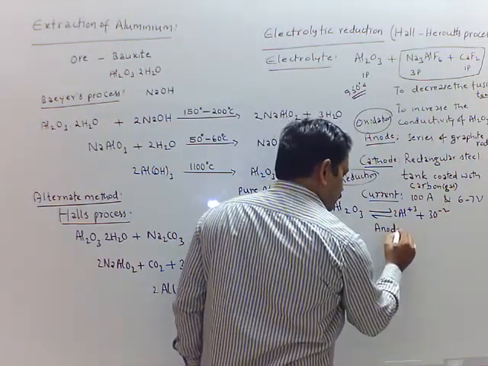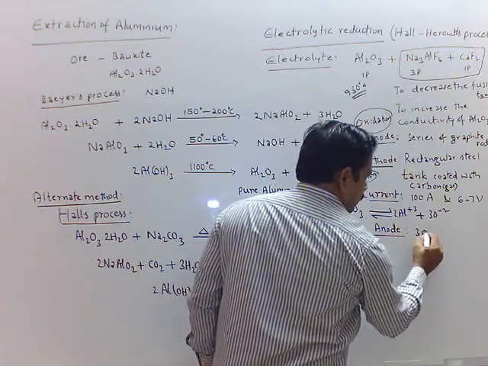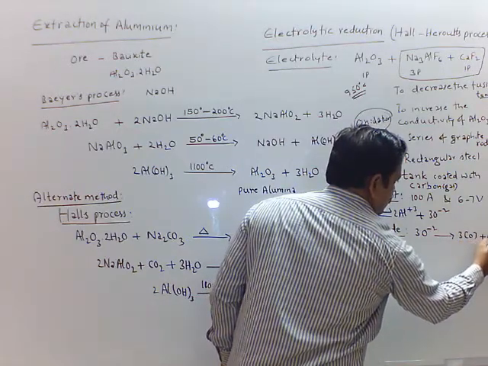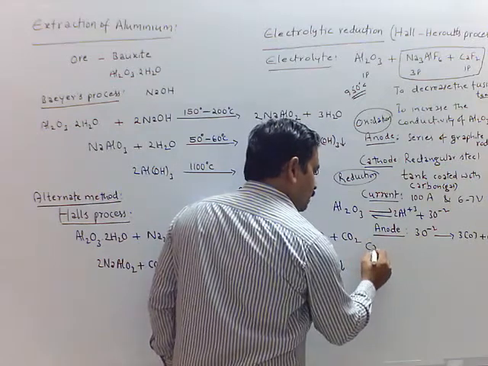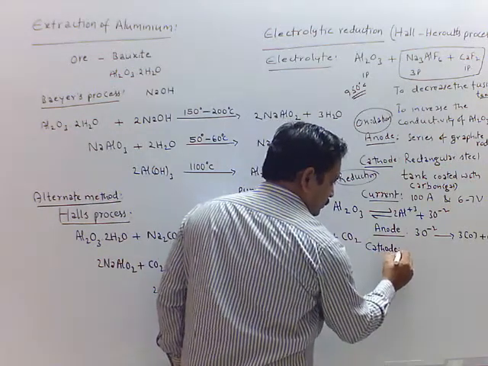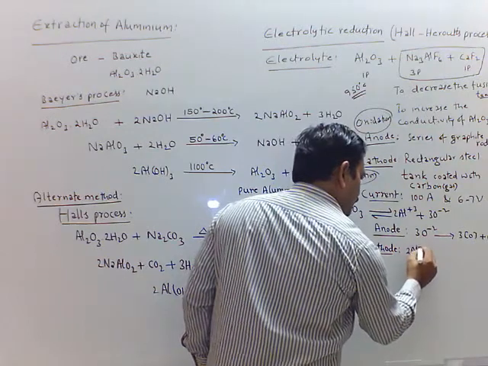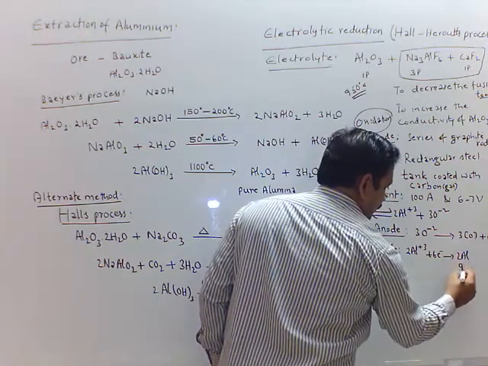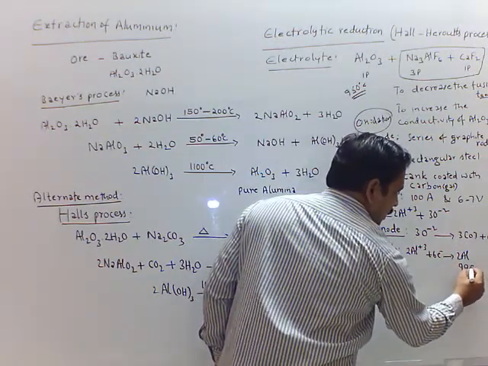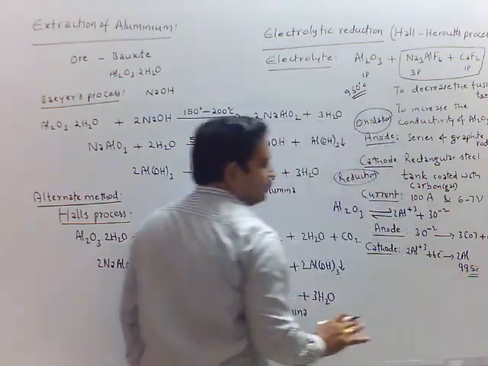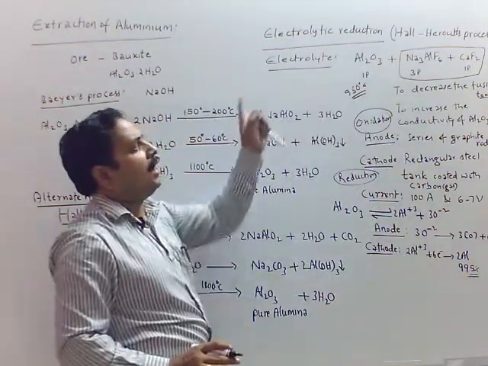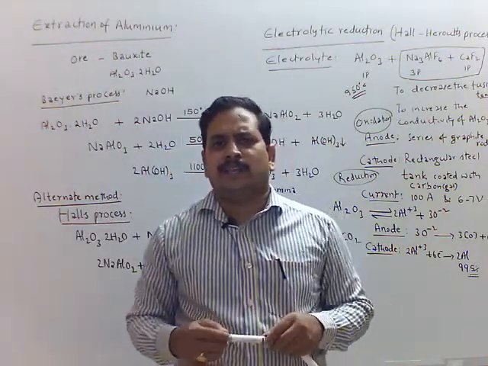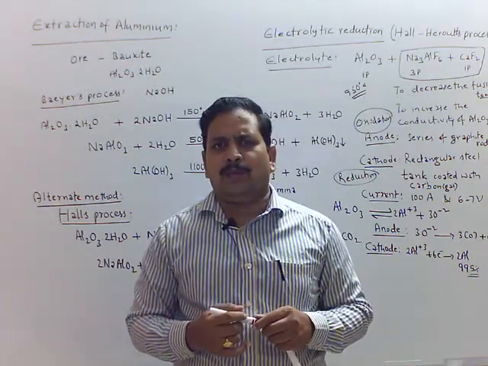Anode reaction: 3O2- gives rise to 3 nascent oxygens plus 6 electrons. Cathode reaction: 2Al3+ plus 6 electrons gives rise to 2Al. It is 99.5% pure. This is the Hall-Héroult process. We get here impure metal containing 0.5% impurities.